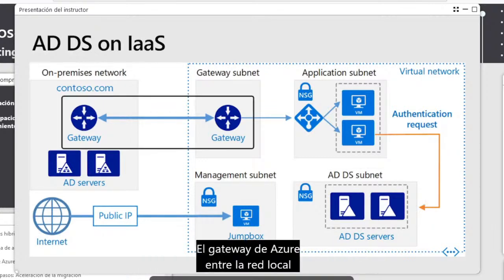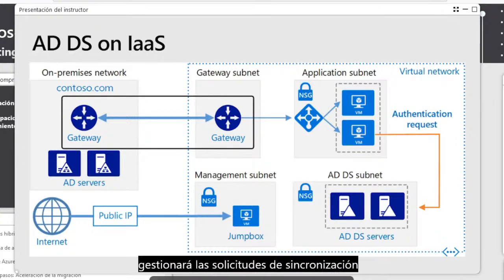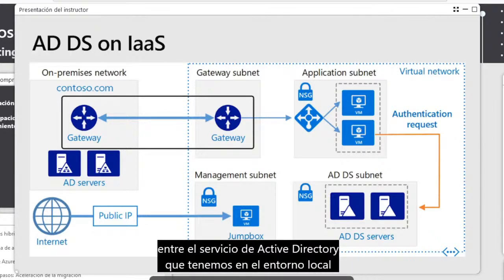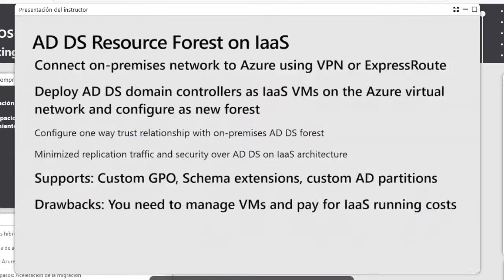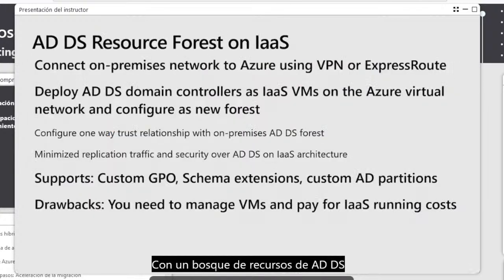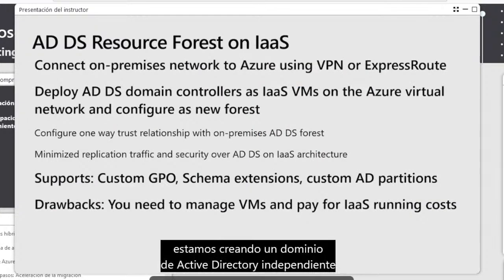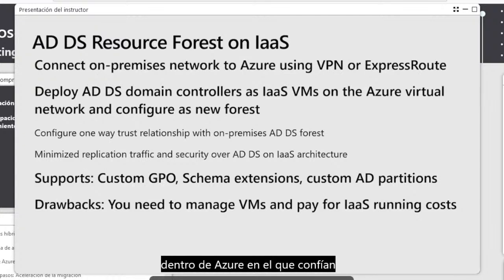The Azure Gateway between the on-premises network and the Azure Virtual Network will handle the synchronization requests between the Active Directory servers that we have on-prem and the Active Directory servers that we have in the cloud. With an ADDS resource forest inside Azure, we're creating a separate Active Directory domain inside Azure that is trusted by the domains in your on-premises AD forest.